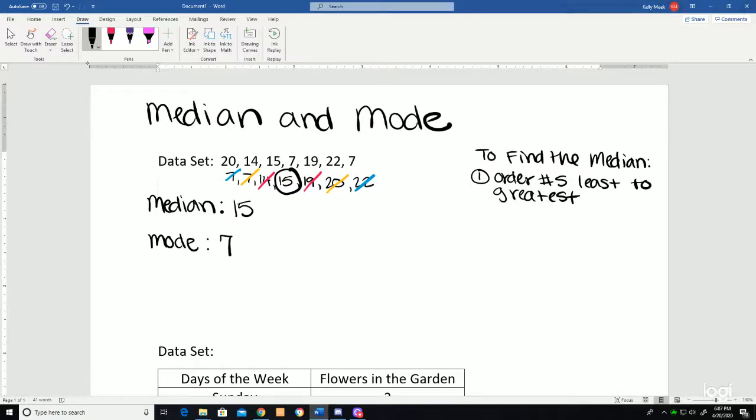Again, let's write out some steps here. To find the median, we order the numbers least to greatest. The second thing we do is we cross out, one by one, the greatest number and the least number, until we're only left with a number in the middle.